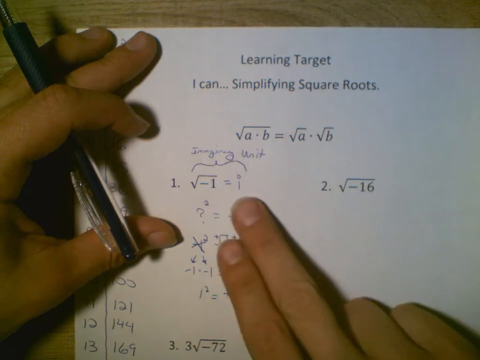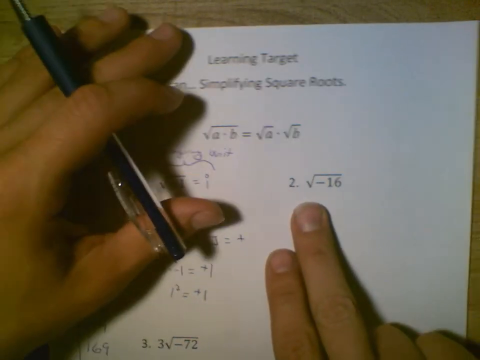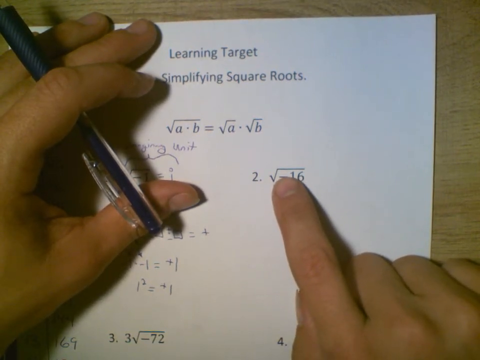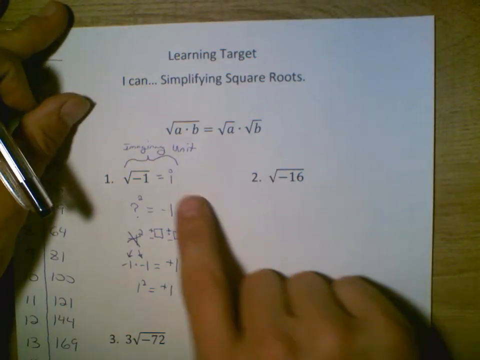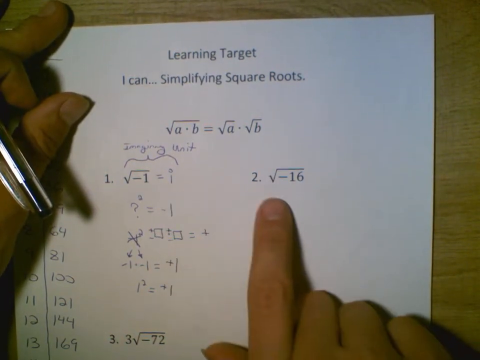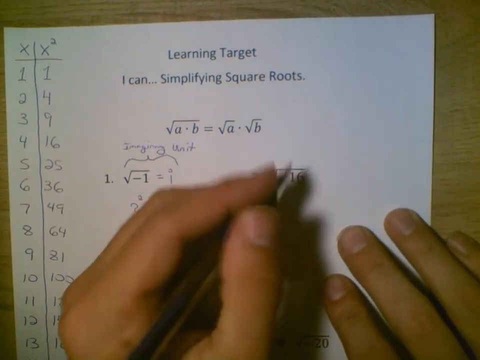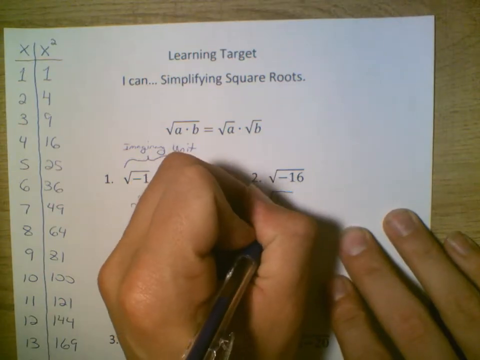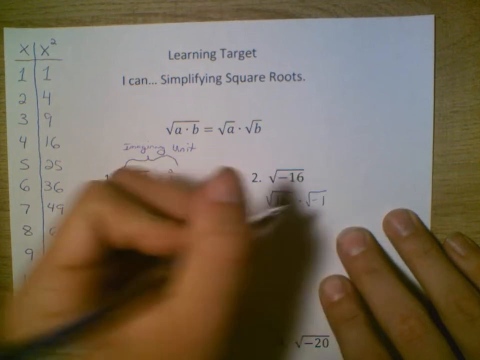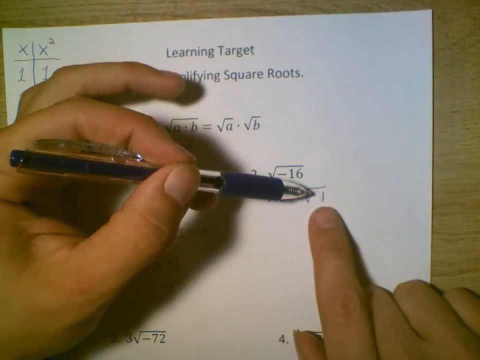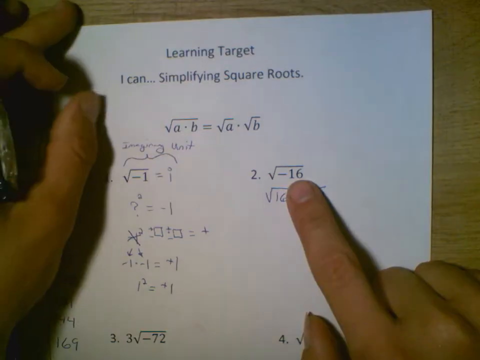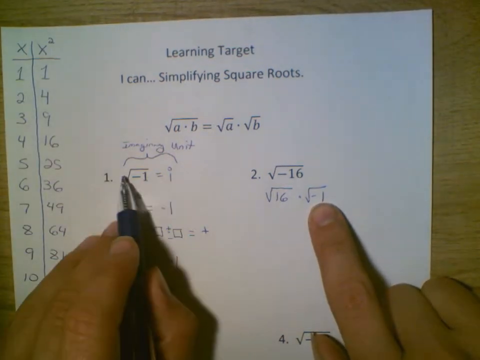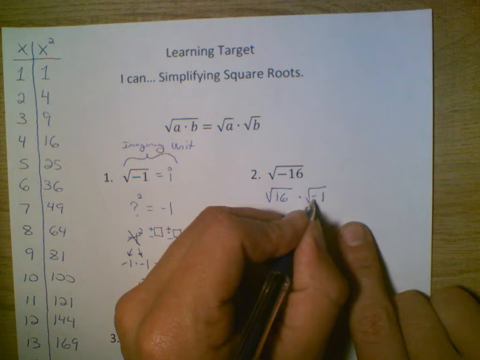We're going to look at number 2 here to show how we use this. Let's say I had the square root of -16. Normally, because it's a negative number, I wouldn't be able to simplify this. However, I can use i, the imaginary unit, to help me simplify it. I can rewrite the square root of -16 as the square root of 16 times the square root of -1, because 16 times -1 is -16. The square root of -1 is the imaginary unit that we just saw, so I'm going to rewrite that as just i.